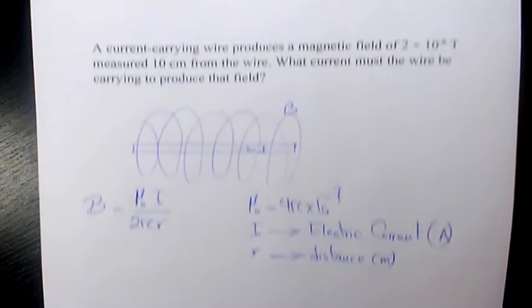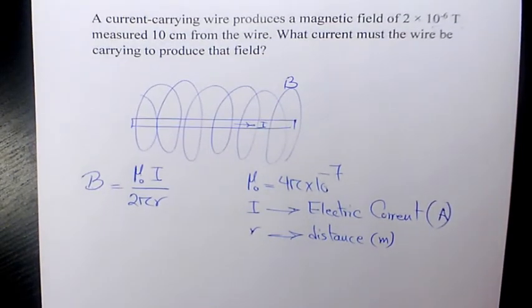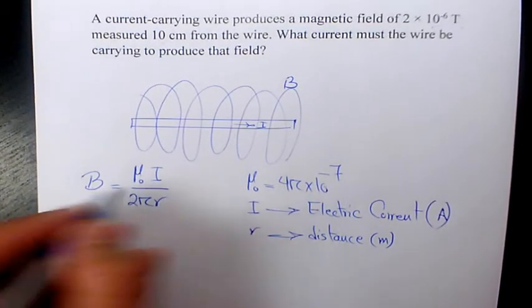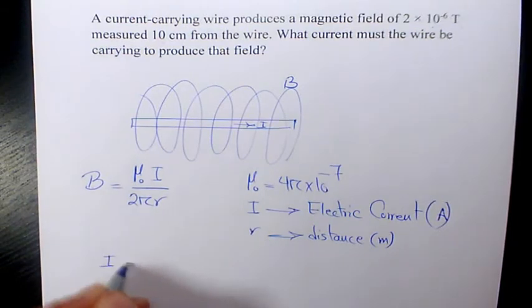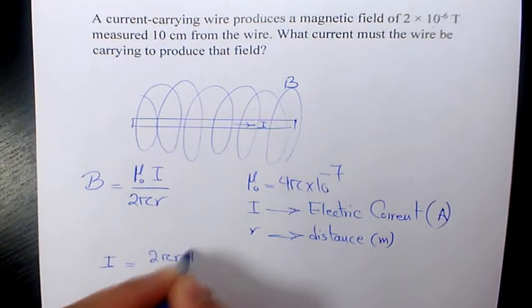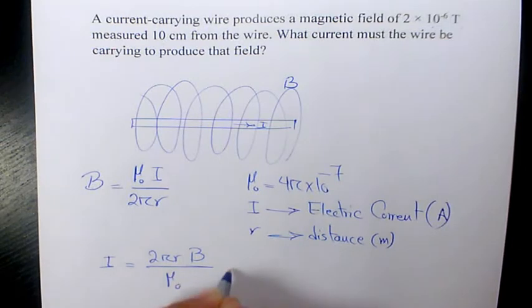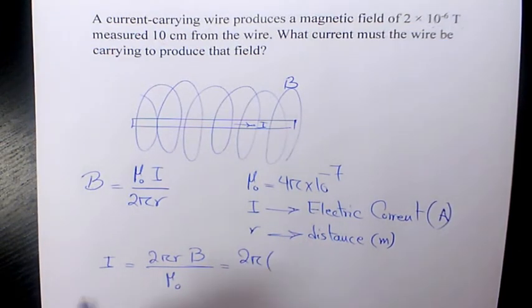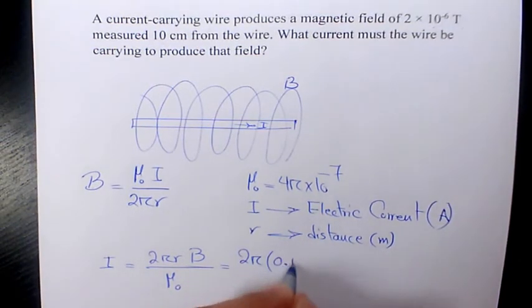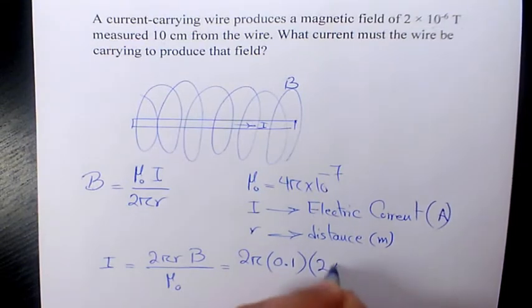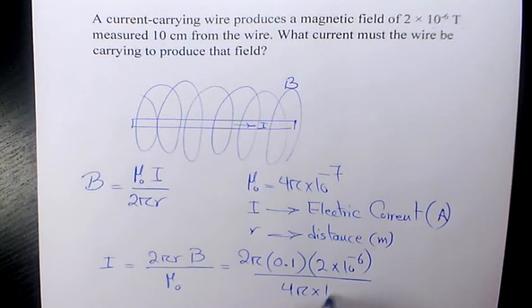Then you can find easily the I, which is the electric current. So when you do the cross multiplication, I will be equal to 2 pi r times B divided by mu naught. So it's going to be 2 pi times r, which is 0.1, times B, which is 2 times 10 to the power of negative 6, divided by 4 pi times 10 to the power of negative 7.